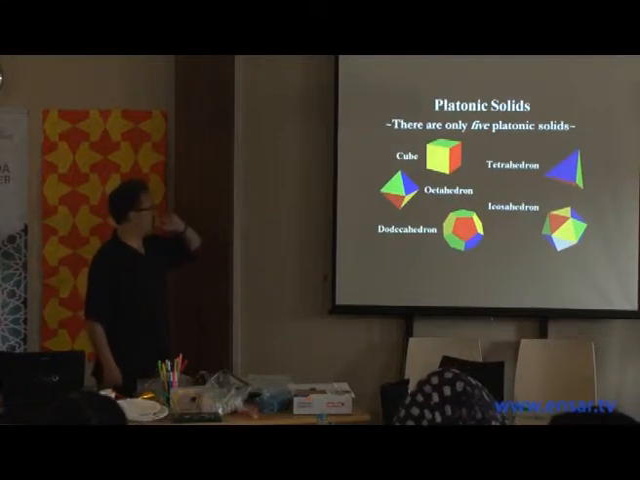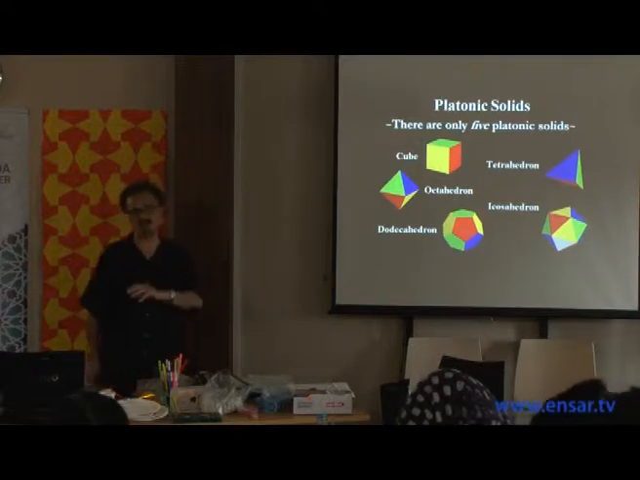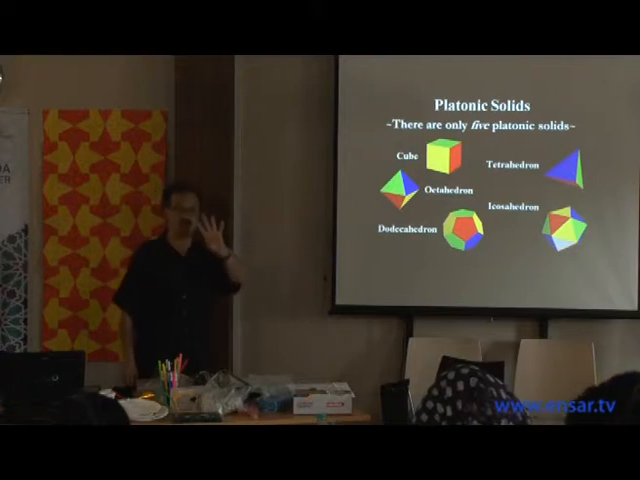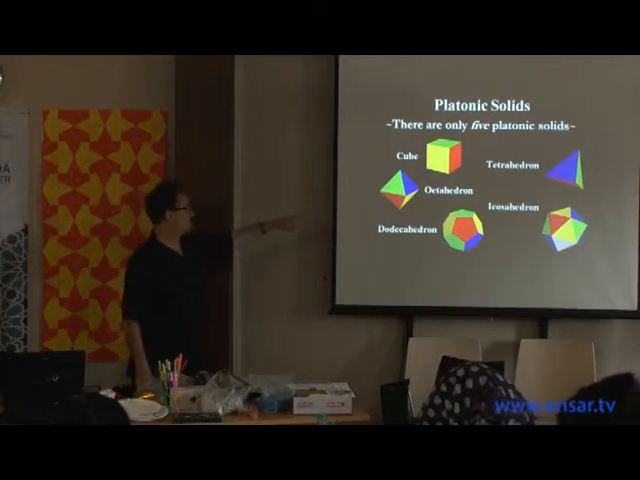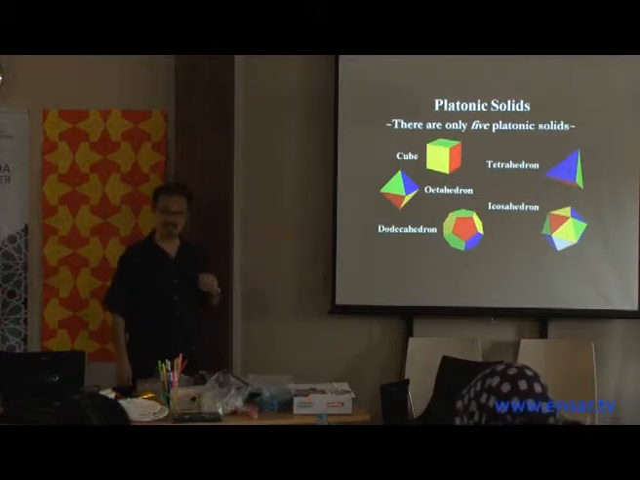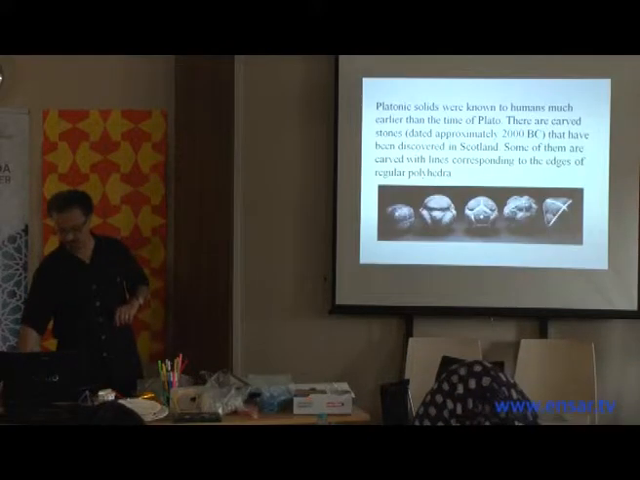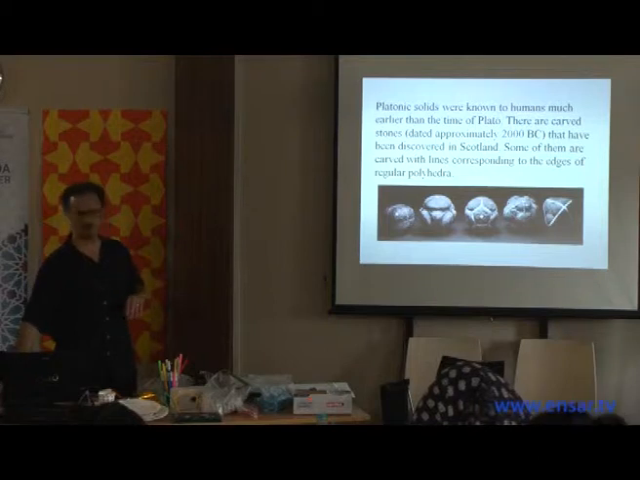The cube that you know, tetrahedron. Hedron means face. Tetrahedron means 4 faces. Octahedron, 8 faces. Icosahedron, 20 faces. And dodecahedron, 12 faces. Then you say, how come? Then I will let you know.